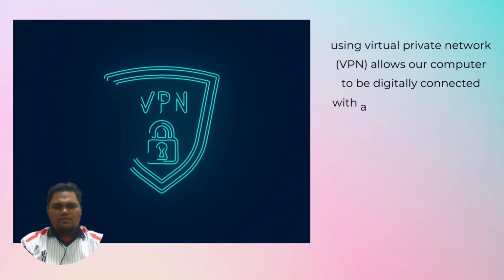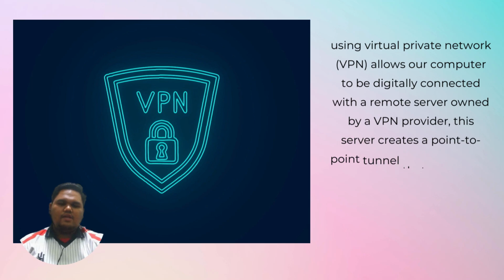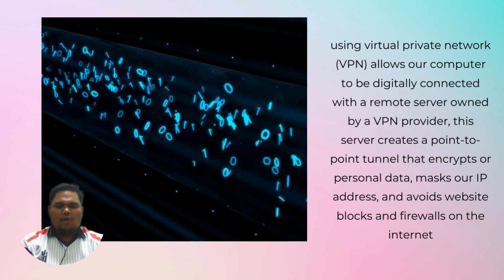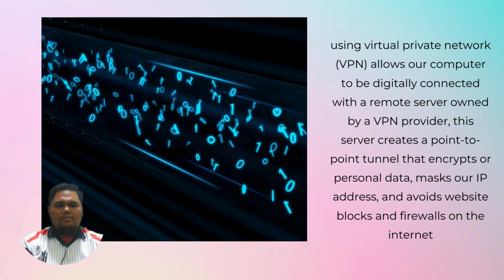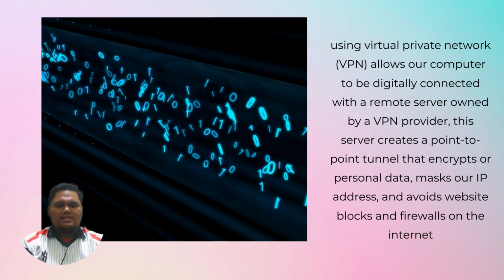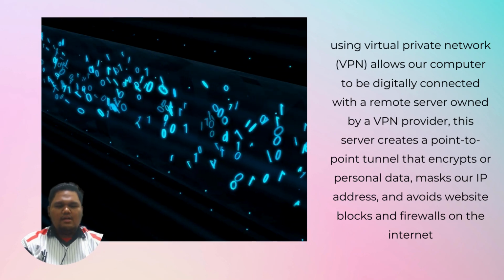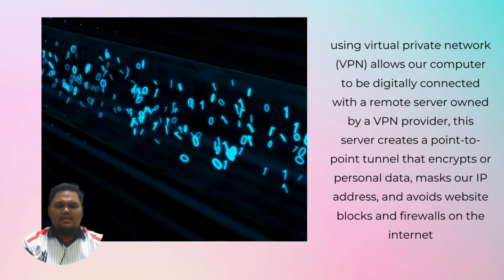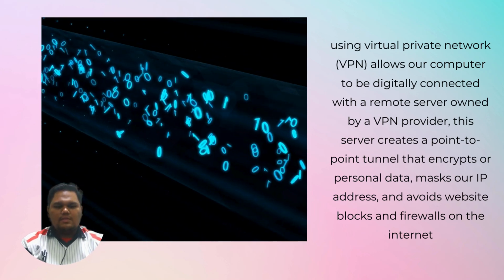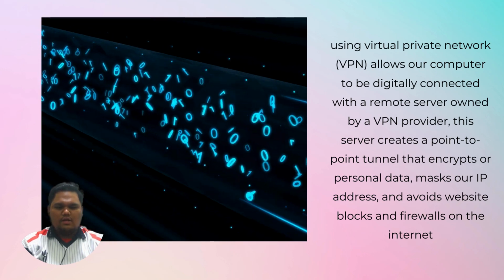One of the ways to prevent surveillance is by using a virtual private network (VPN), which allows our computer to be digitally connected with a remote server owned by a VPN provider. This server creates a point-to-point tunnel that encrypts our personal data, masks our IP address, and avoids website blocks and firewalls on the internet.